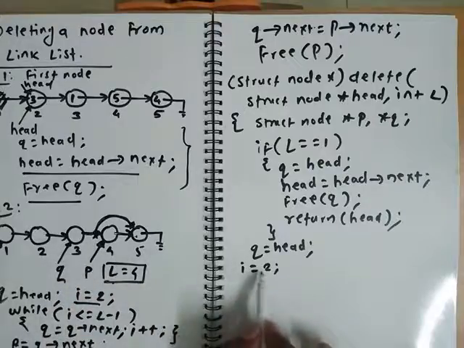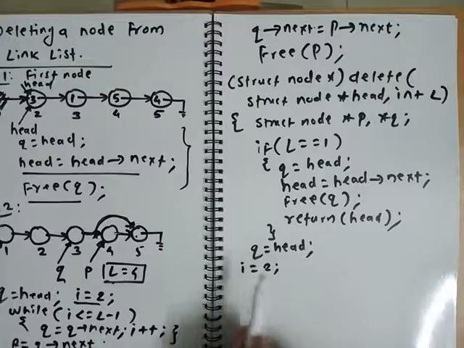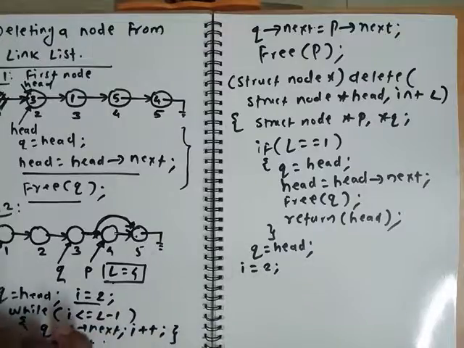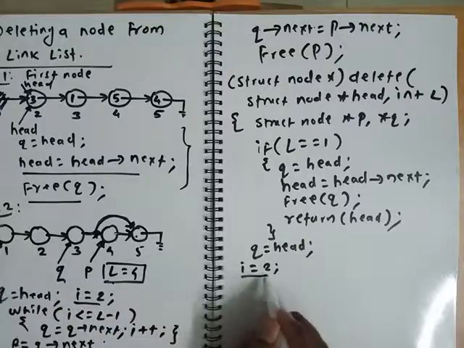I'm not taking I equal to 1 to position of deletion minus 1 because I have already taken my head at location number 1, right? So I need to go from 2 to L minus 1. So that's why I have initialized this I to 2.